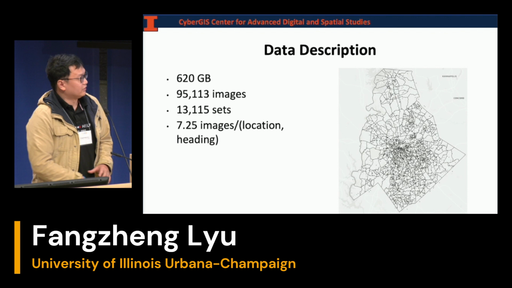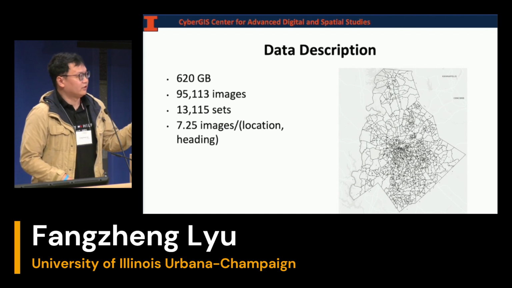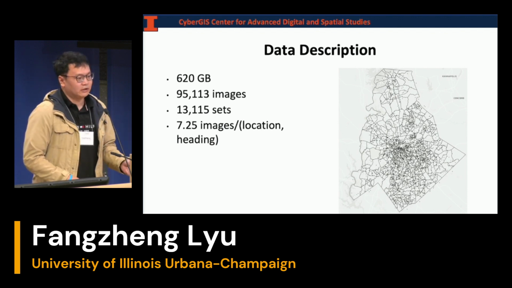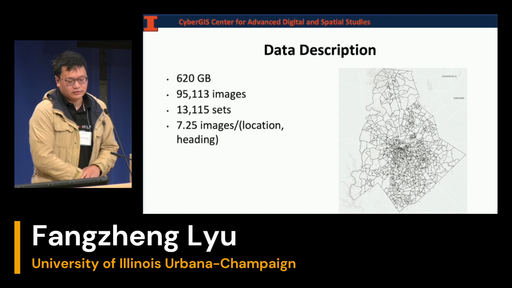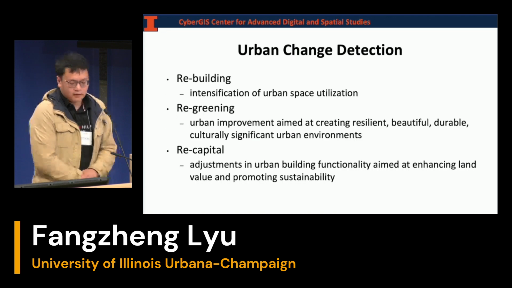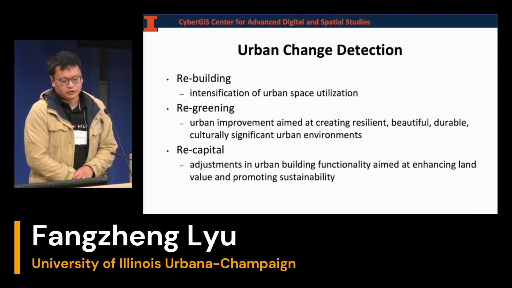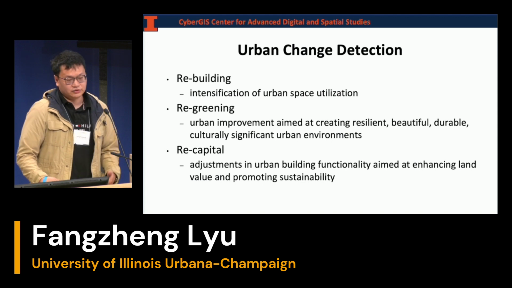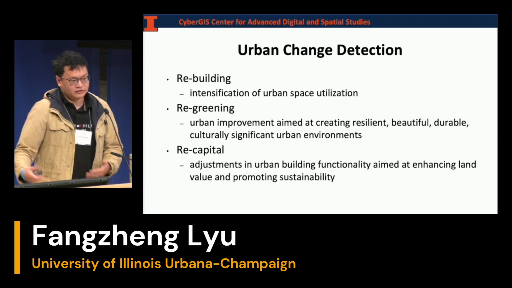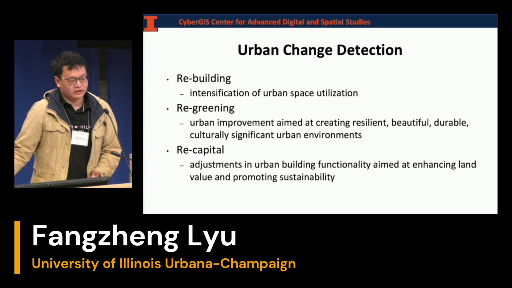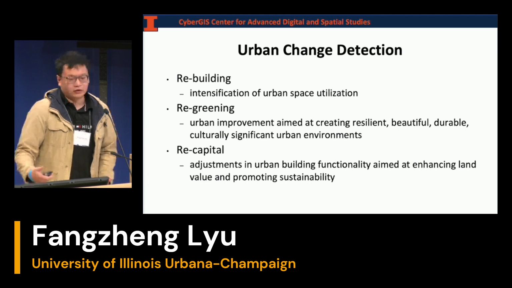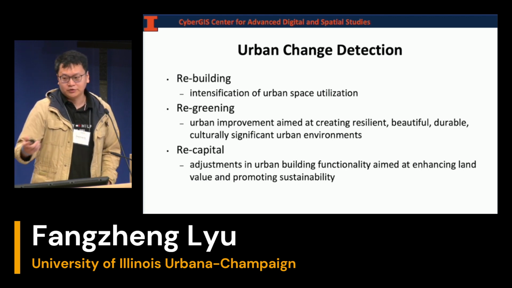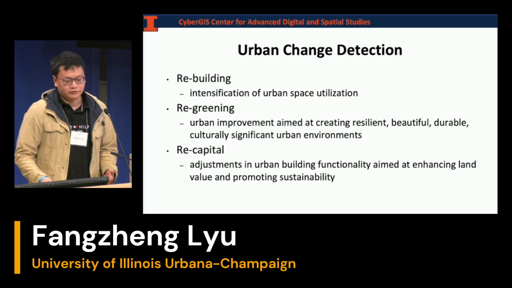And as you can see in the figure here, all the black dots represent the locations where we have data available in the data set. So the next thing we would like to do is to use this data set and see if this geospatial data set can serve the purpose of urban change detection, especially focusing on the urban retrofitting problem.